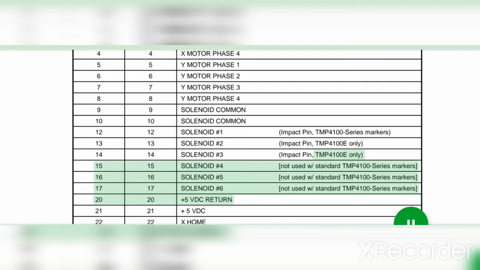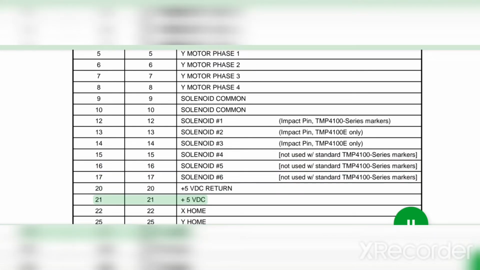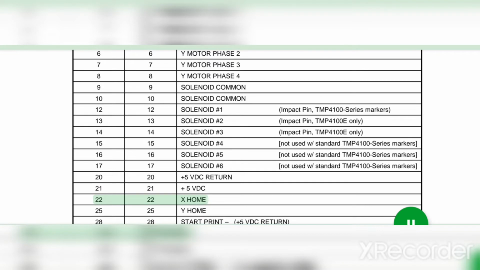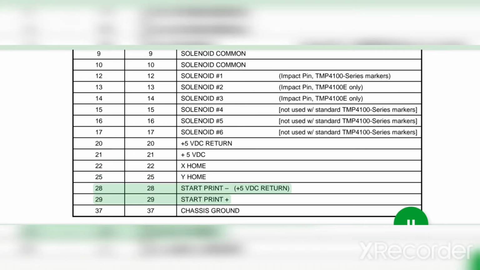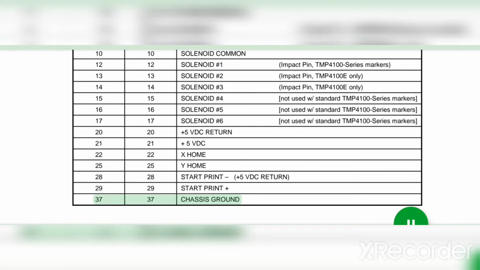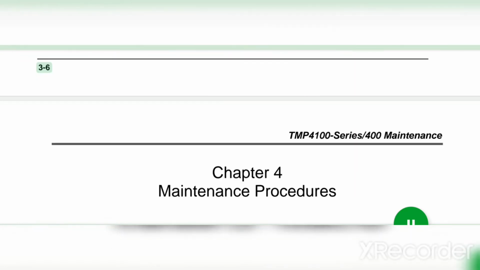used / standard TMP 4100 series markers. 17 solenoid number 6 not used / standard TMP 4100 series markers. 20 plus 5 VDC return. 21 plus 5 VDC. 22 X home. 25 Y home. 28 start print plus 5 VDC return. 29 start print plus. 37 chassis ground. Test and verification 3 to 6.